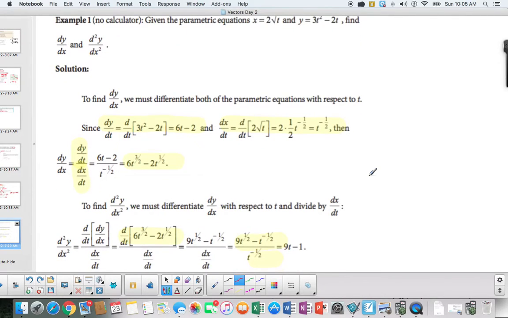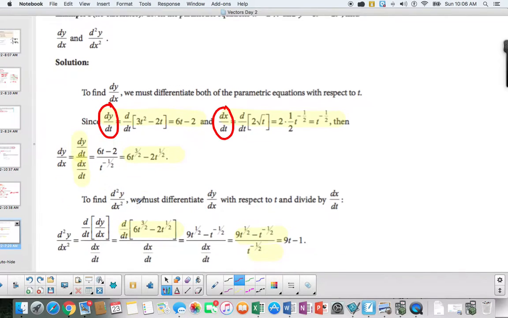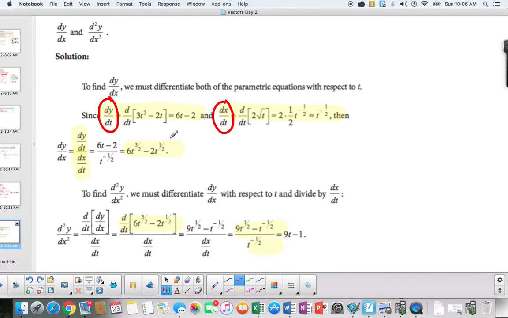Okay, here are the examples from the handout that I've given you. You need to be able to find the derivative and the second derivative. A lot of times it's good just to find the derivative of y with respect to t and x separately, and then go ahead and put them into the quotient. Now, to find the second derivative, remember that we're going to find the derivative of this. So that's what's taking place here. And don't forget to divide it by dx dt, and dx dt is right here.